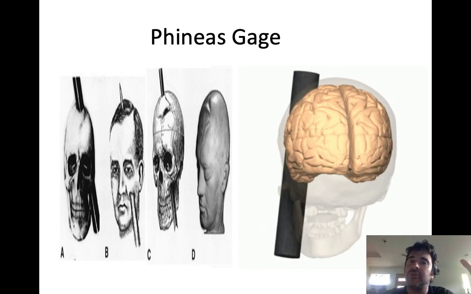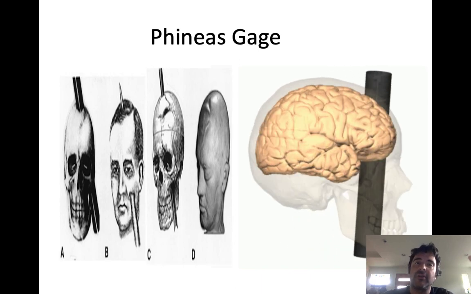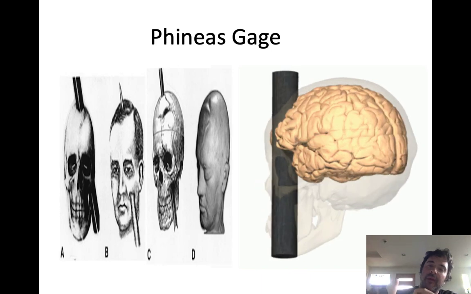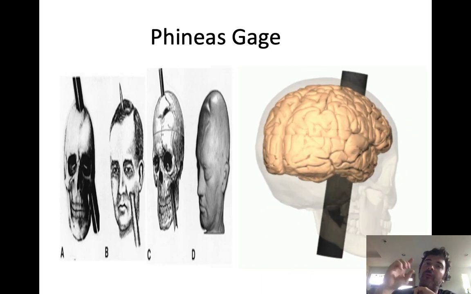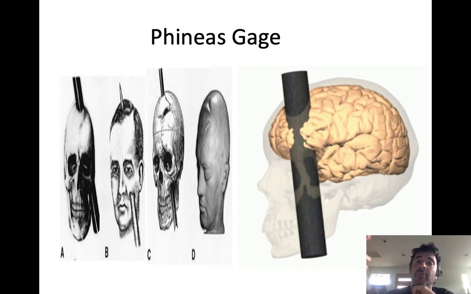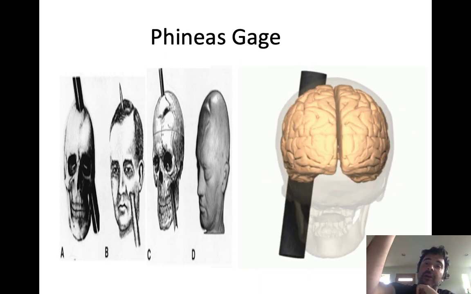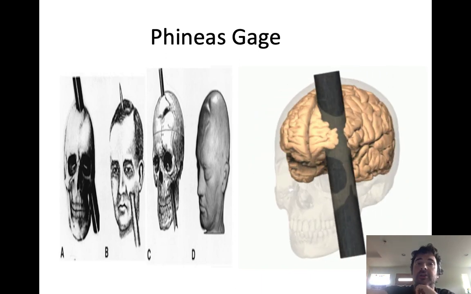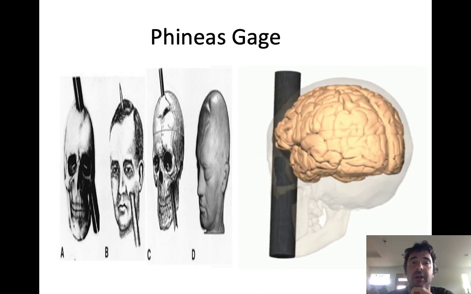And that was of interest to science because scientists said, well, if that particular structure went through the frontal lobe of his brain and his personality changed, then there must be a link between the anatomical features of the frontal lobe and the regulation of the behavioral state of personality.